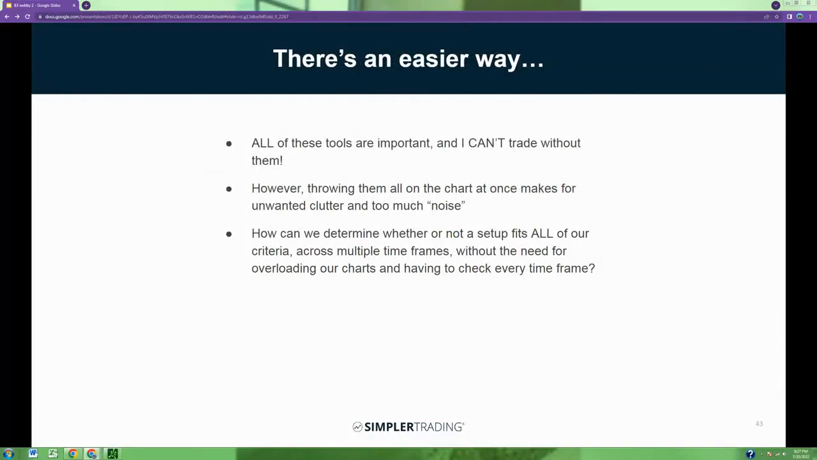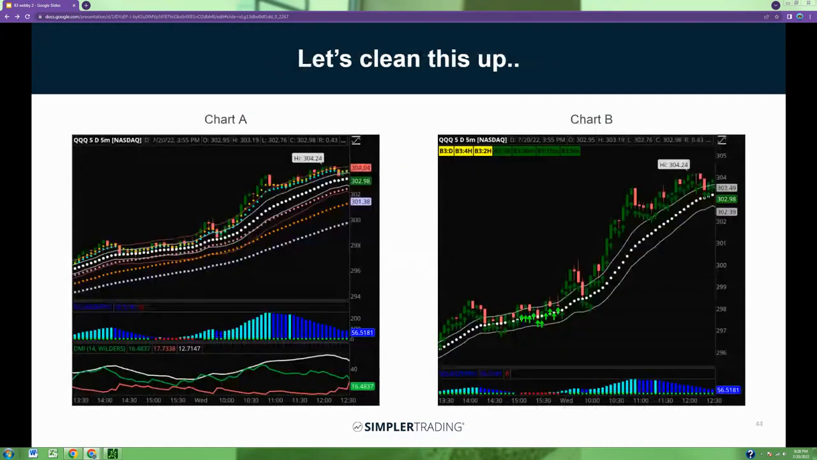And because I know how powerful and important these things are, going back a few months ago, the goal was, I just want to find an easier way to go about identifying nothing but A+ setups. I don't want to waste my time with anything else anymore, right? All these tools are important, and I can't trade without them. But when I throw them on the chart at once, it's too much clutter, too much noise. So the question is, how can we determine when a setup fits all of our criteria across multiple time frames without the need for overloading our charts and having to check every time frame? That's time consuming. So that was our goal earlier this year. And guys, I think we nailed it.